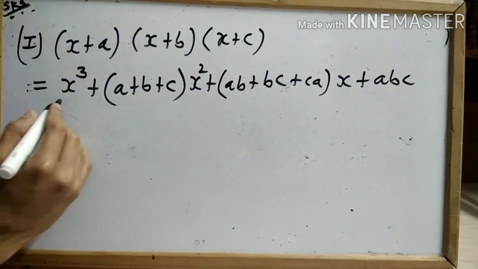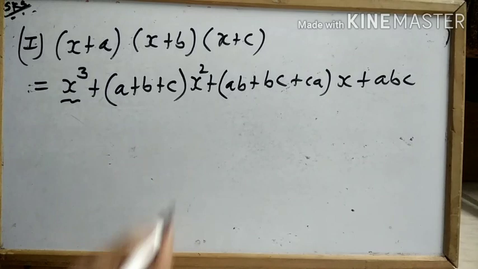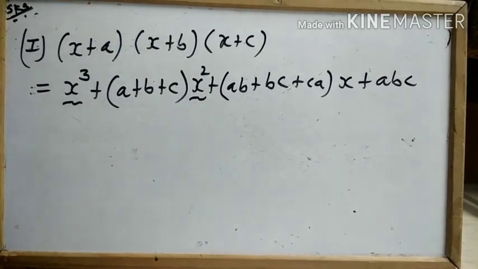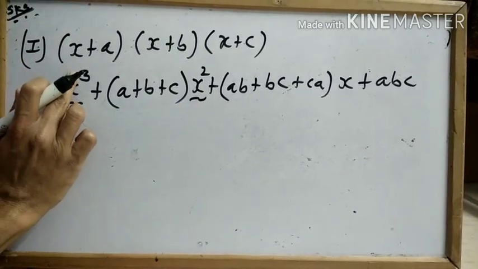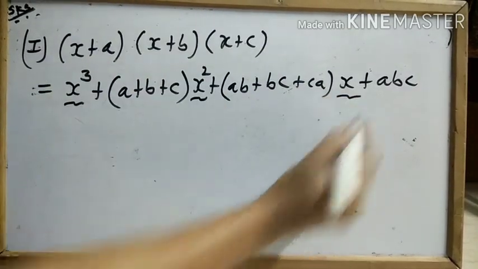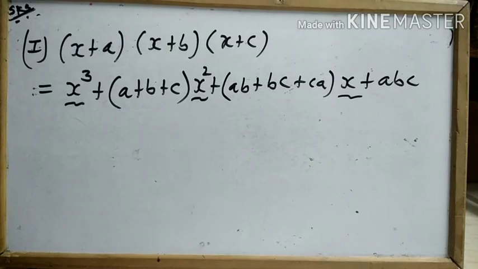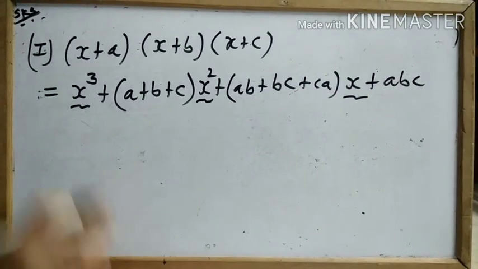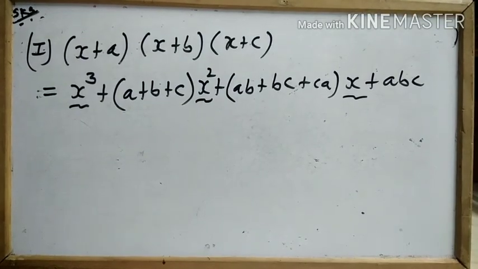Observe this very carefully. Here is x cube. The next term is x squared. What do you see? The power of x reduces from x cube to x squared. From x squared, here you can see x, that is x raised to 1, and in the last term there is no x. So one thing is clear: the power of x will go on reducing.